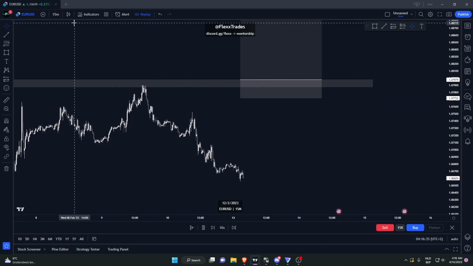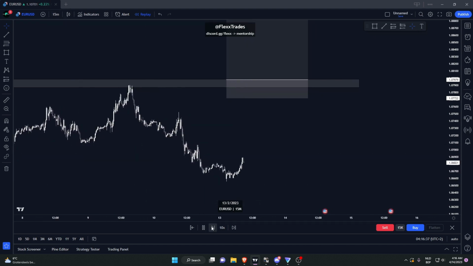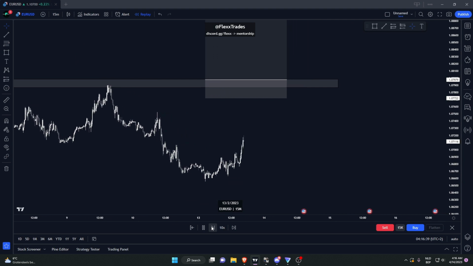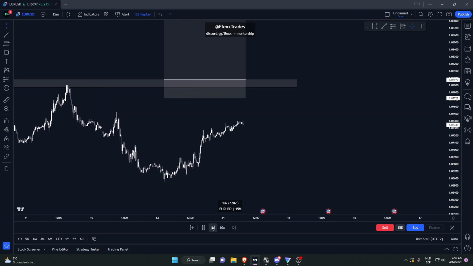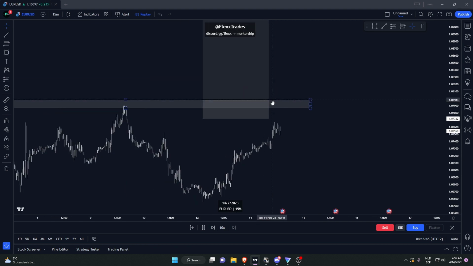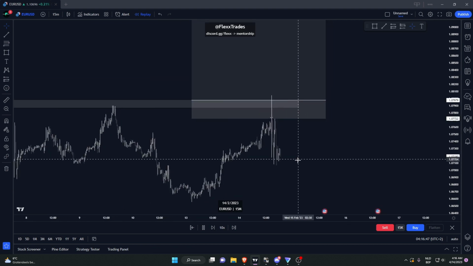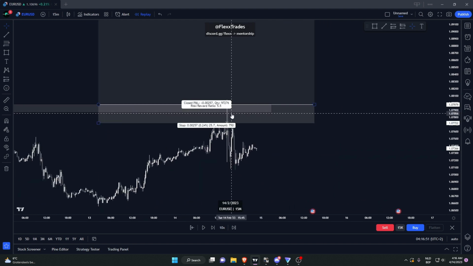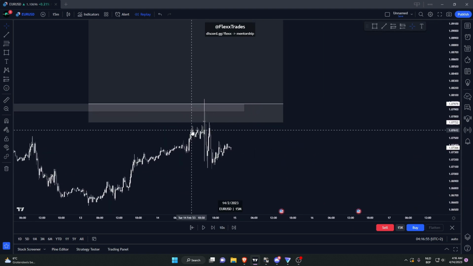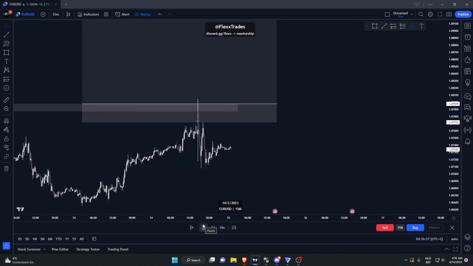Let's go a little bit faster. Okay, looks like price is coming up now. Okay, so we're about to get tagged in. See that wick? See that wick? That's crazy. You get tagged in, you hit stop loss in literally the same trade. Like it doesn't make any sense.